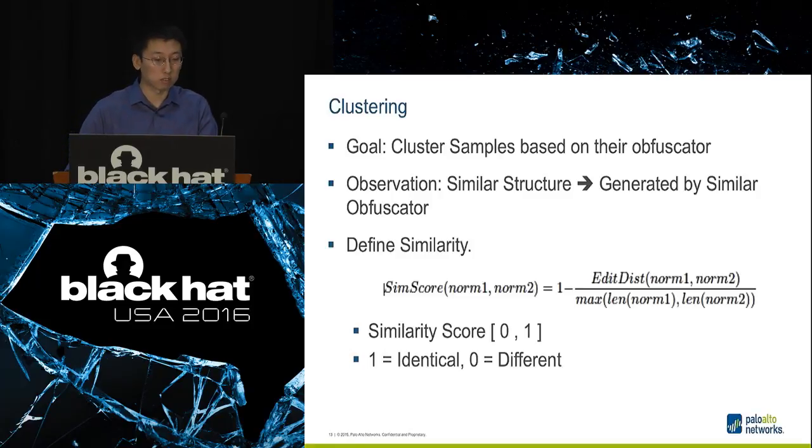To define the similarity between two samples in terms of their structure, we first need to calculate the edit distance on the normalized script, and then derive the similarity score based on the edit distance using the following formula. Basically, the similarity score will be between 0 and 1. 0 means that the samples are completely different. 1 means that they are identical.